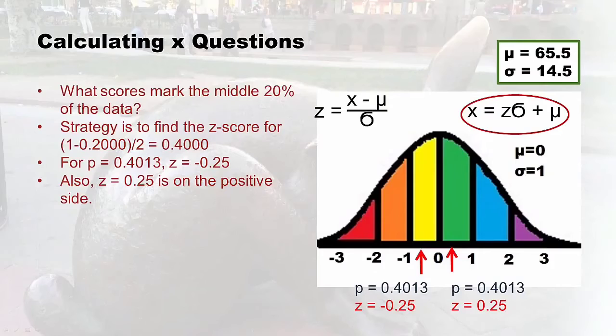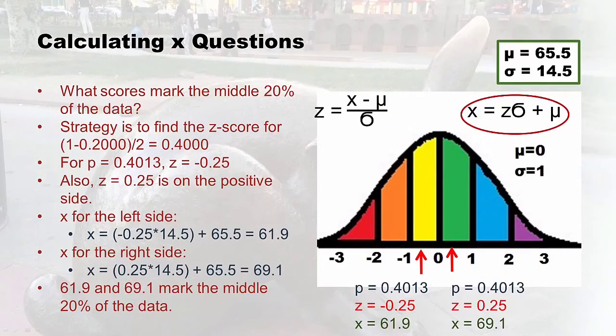And so that is then what I would put on for the lower limit on that one. And then z equals 0.25, the positive version, goes on the other side. So once you've figured out both of the z's, the z on the left and the z on the right, you just have to put them through the equation. So for the left side, we use the negative z, and for the right side, we use the positive z, and that's how we get our limits.